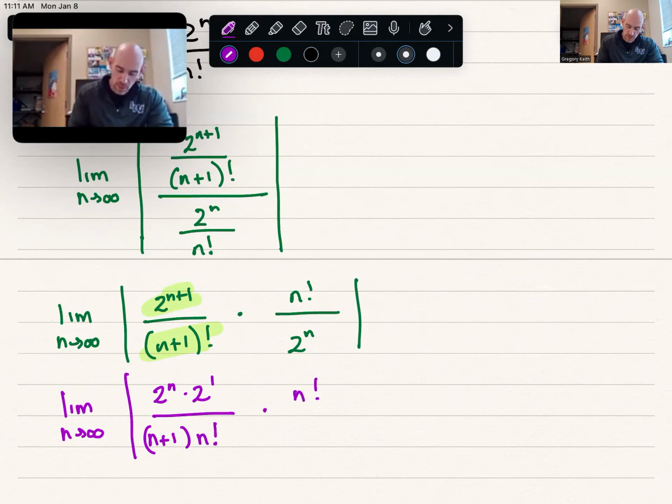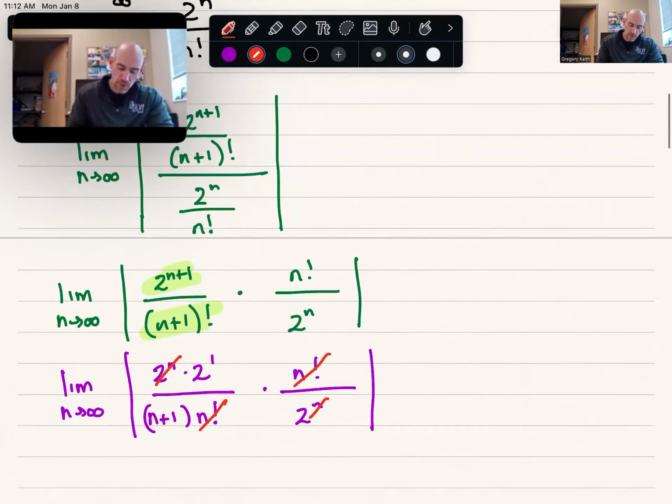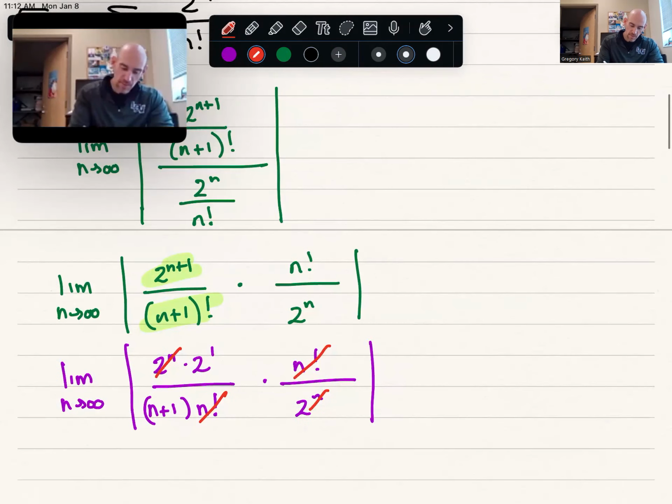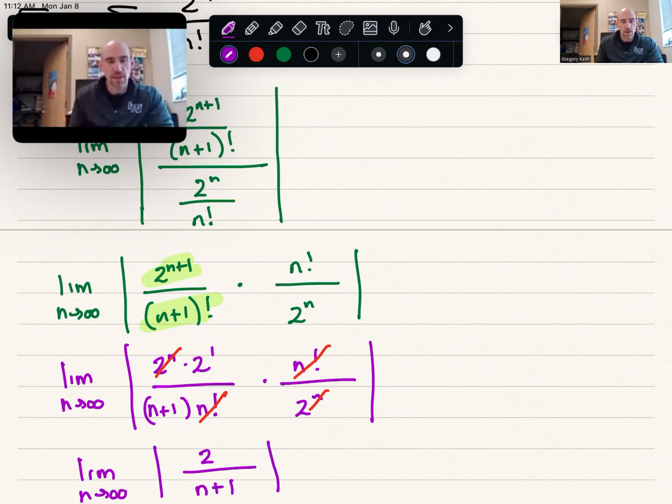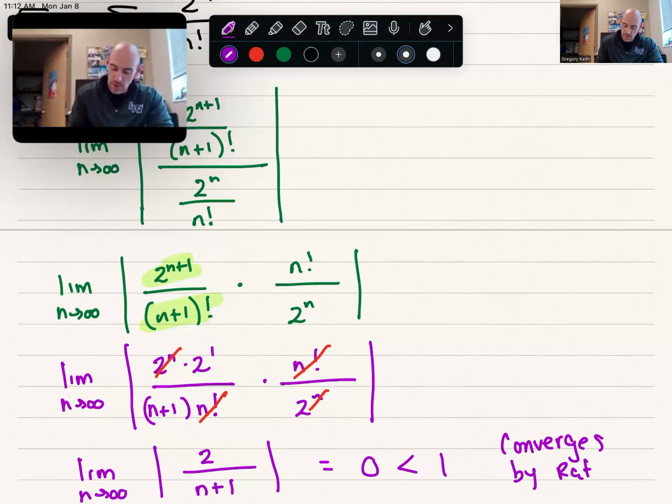Now, the whole purpose of this is so that we can start canceling stuff out. We can cancel out the 2 to the n and the n factorial, which leaves us with the limit as n goes to infinity of 2 to the first over n plus 1. If you take that limit to infinity, you put infinity in that bottom, we're going to get 0, which is less than 1. So this means it converges by ratio test.